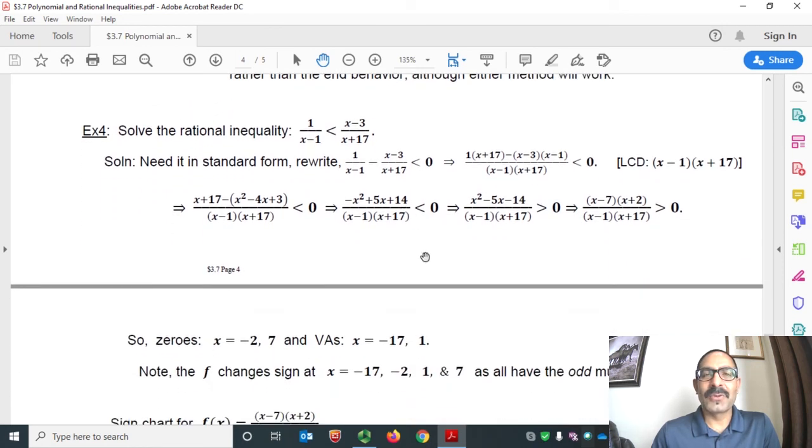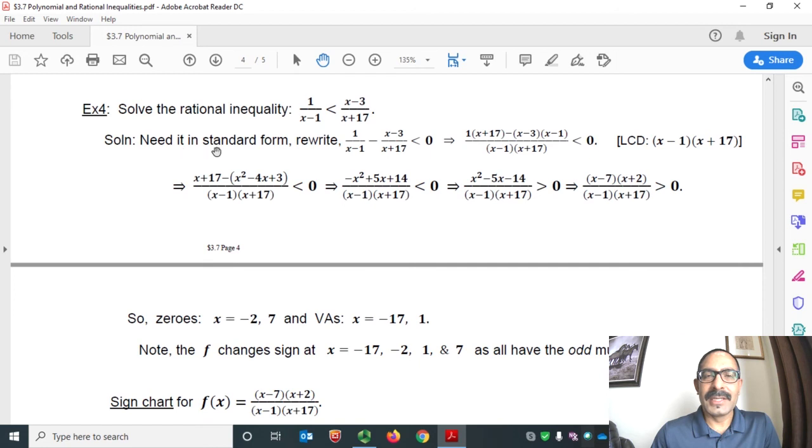Solve the rational inequality. The given rational inequality is 1 over x minus 1 strictly less than x minus 3 over x plus 17. Let's begin the solution. We need it in standard form. So let's bring the right-hand side to the left-hand side, so the sign changes here. Then solve these two fractions. Let's take an LCD. Here, the LCD turns out to be (x minus 1) times (x plus 17).